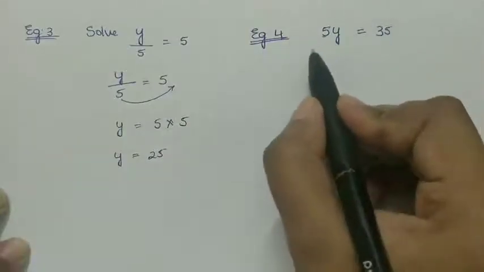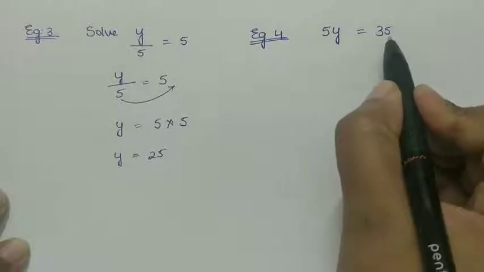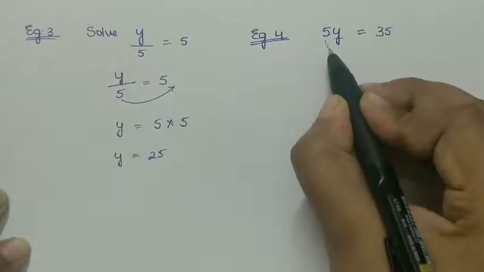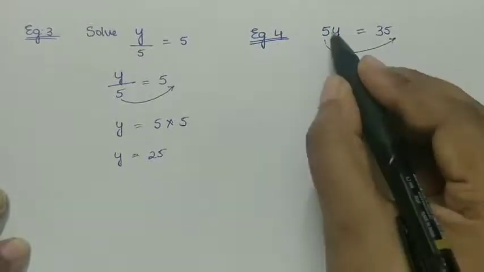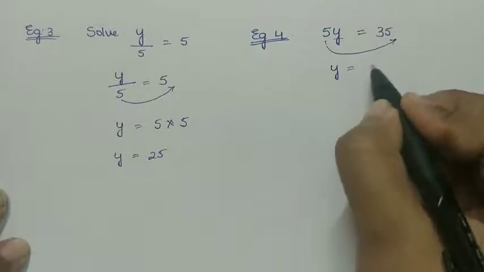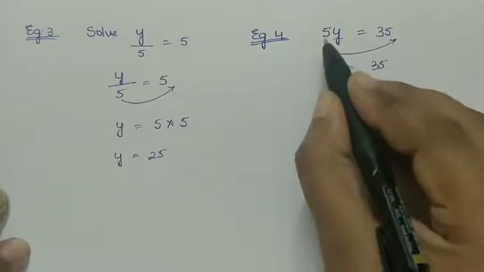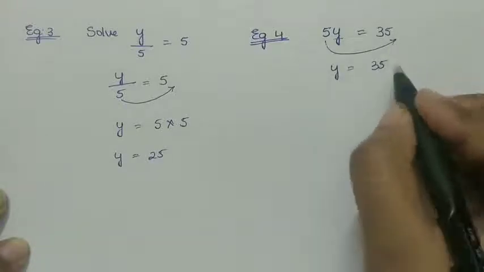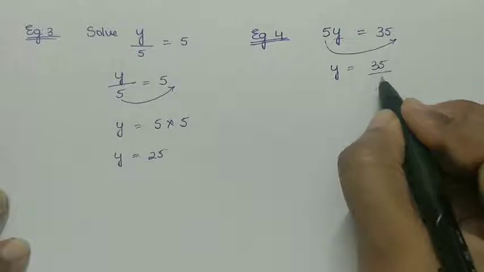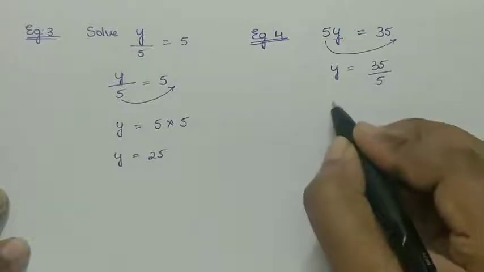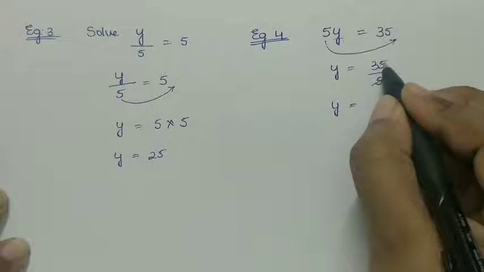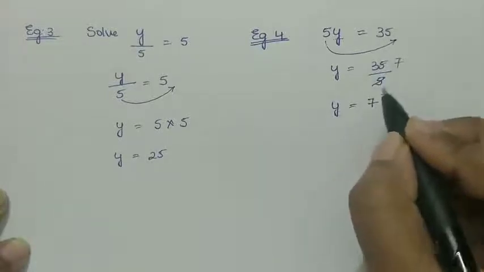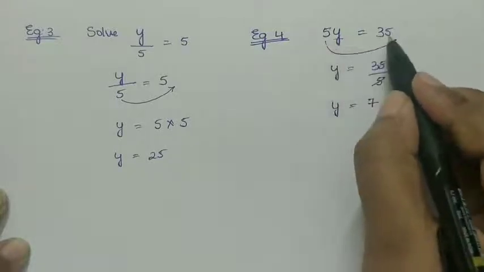Example 4. Solve 5y equal to 35. So we need to find the value of y. Send 5 to the RHS. Therefore, y equal to 35. Here 5 is multiplying with y. When it is transposed to RHS, it becomes division. Therefore, 35 divided by 5. y equal to 5 7s are 35. y equal to 7 is the solution of the equation 5y equal to 35.